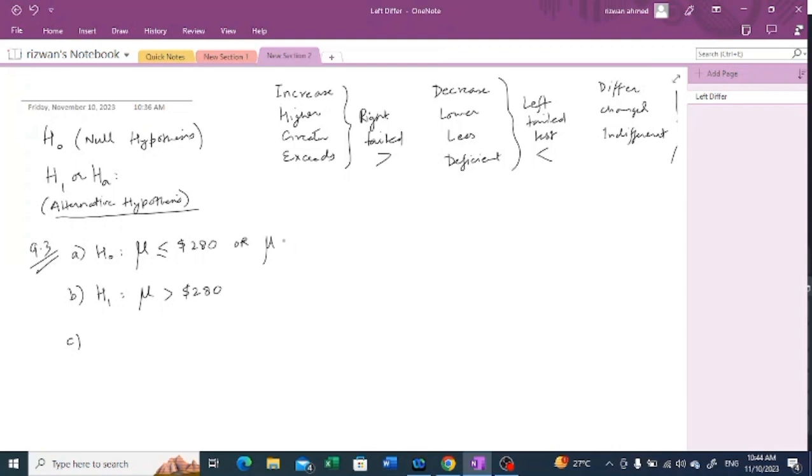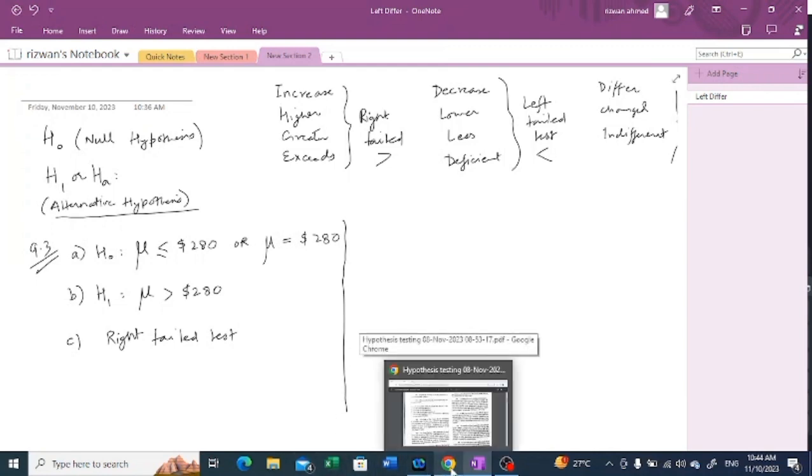So it is equally acceptable to state the null hypothesis with the less than and equal to signs, but it is always better to state it as mu equals $280. Now, since we are using the greater than sign in the alternative hypothesis, this is indicated as a right tailed test. So this is how we answer question number 9.3 parts A, B and C.